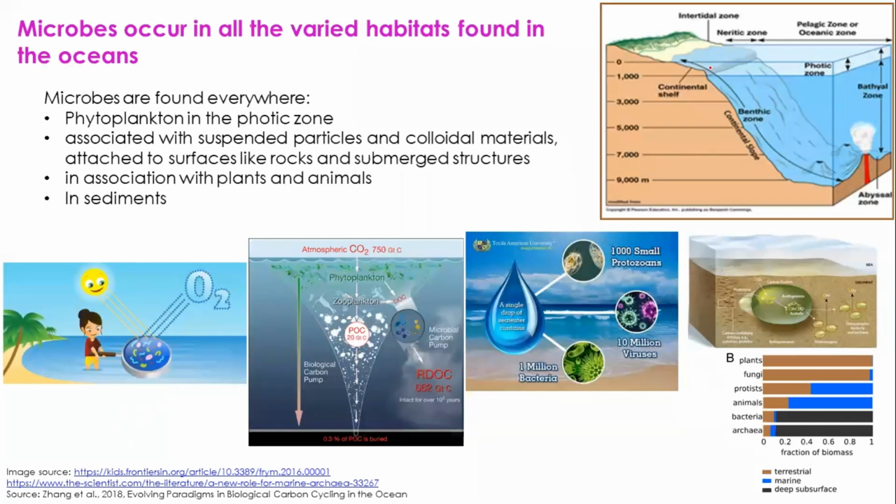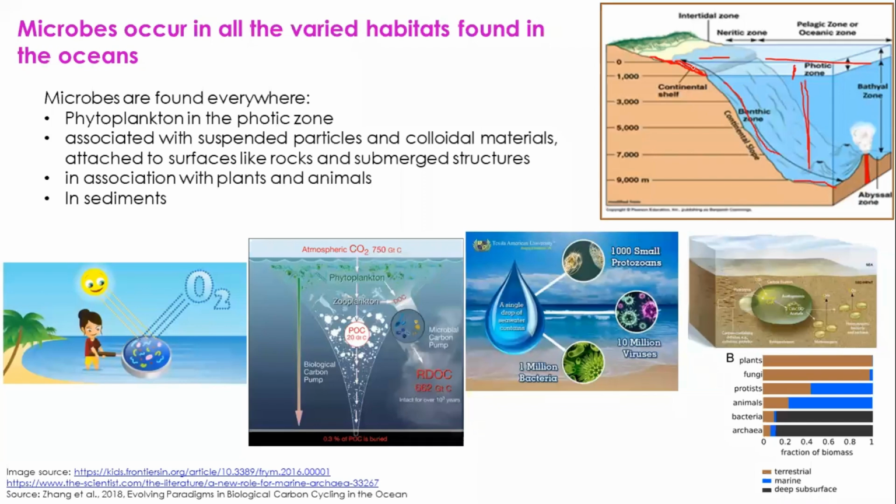You have the neritic zone, you have the oceanic zone, you have epipelagic or photic zone. Then you have the euphotic zone, right? You have the continental shelf, right? I hope that you remember these things. You have the sea floor, you have the continental shelf, and then you have the intertidal area, right? So in all the habitats, microbes are present.